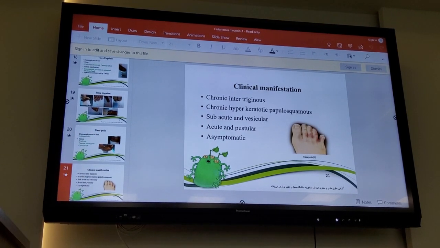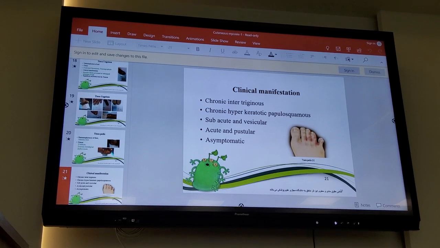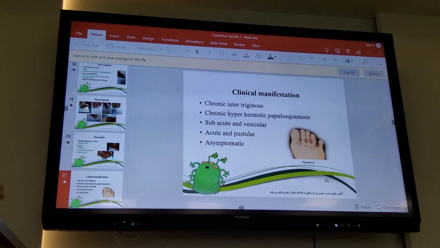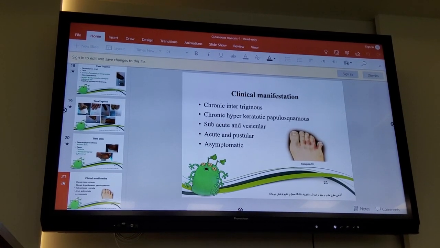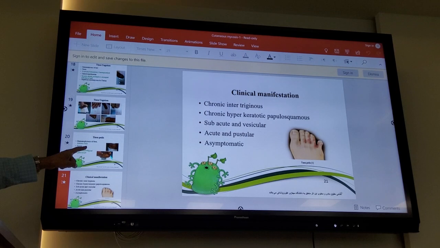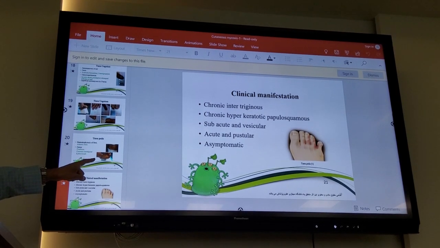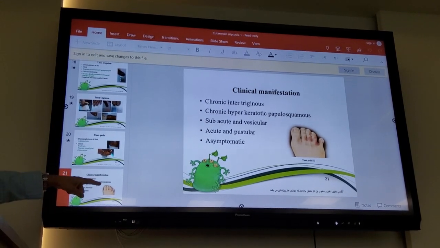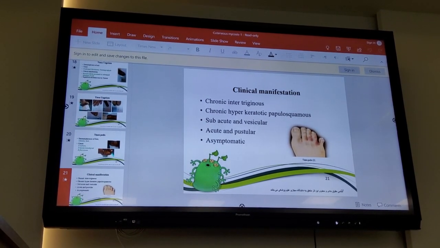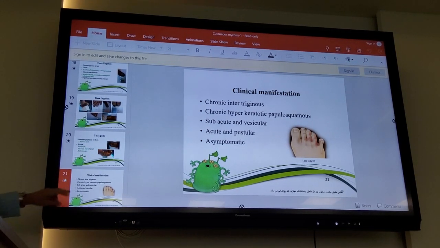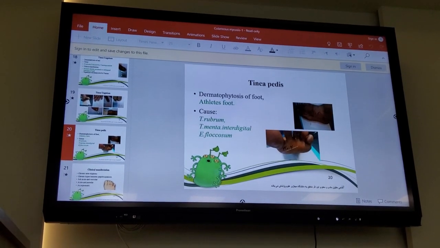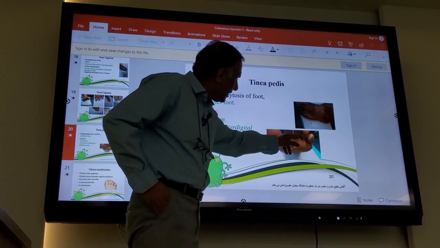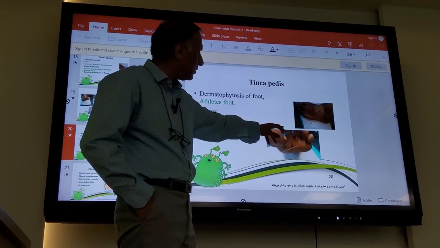Sometimes there is only contamination without any clinical sign, that we call asymptomatic colonization, asymptomatic contamination of the foot. Okay, in some pictures you have a scaly lesion behind the toe.